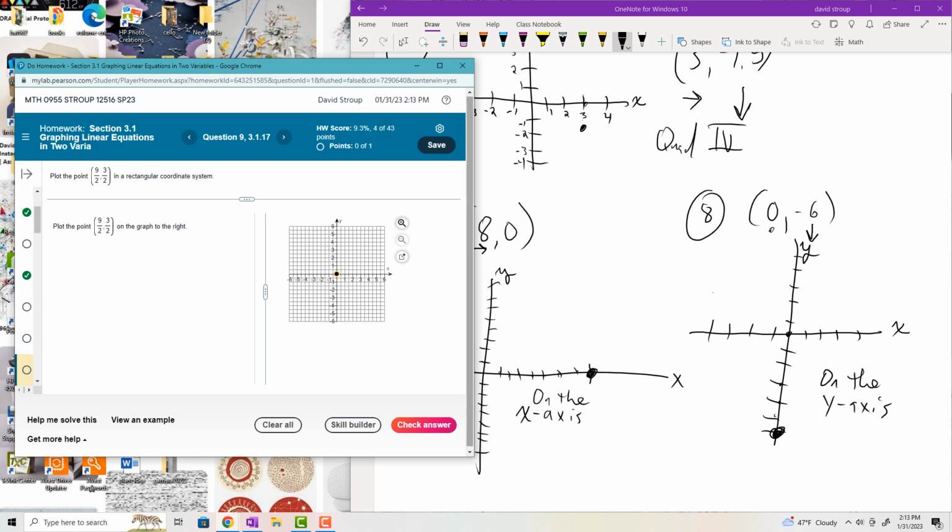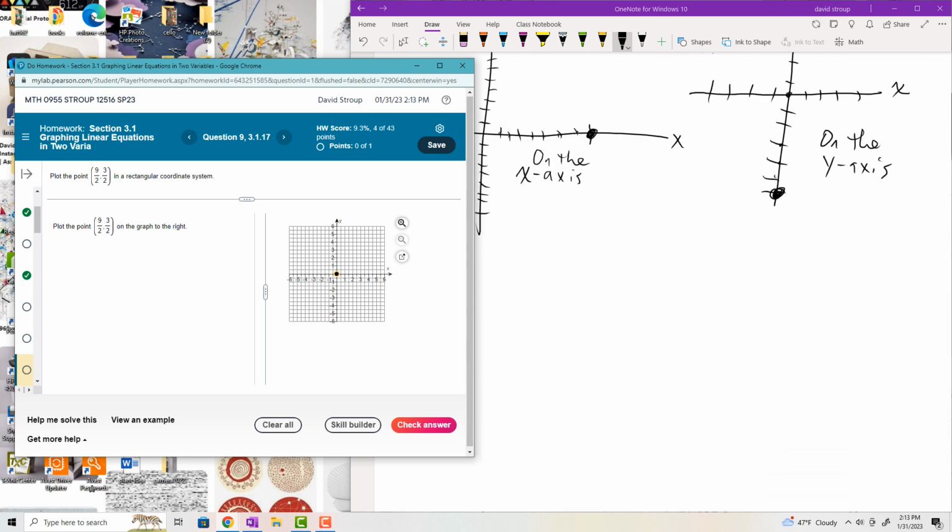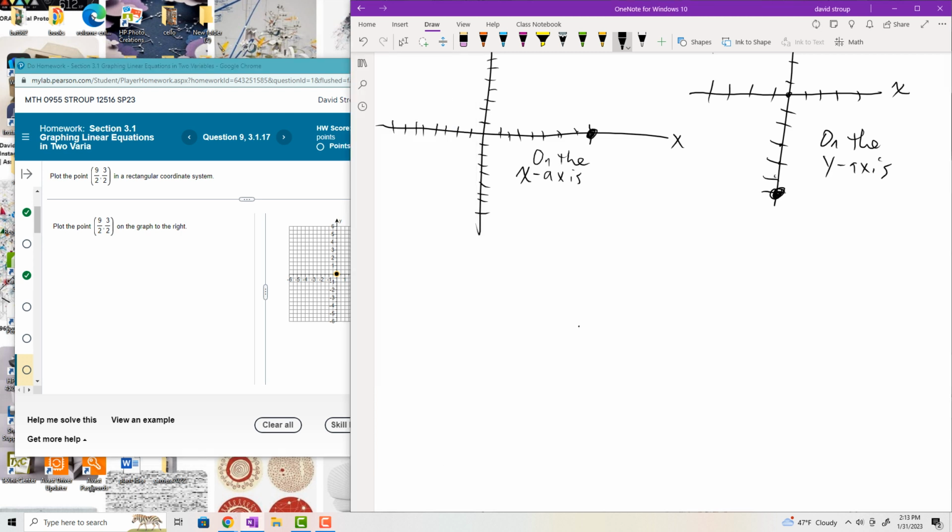Okie dokie. So we have some plotting fractions. Whenever I plot fractions, I usually convert to a decimal first. So we've got 9/2, comma 3/2. So I'm going to convert that into 4.5 and then 1.5.